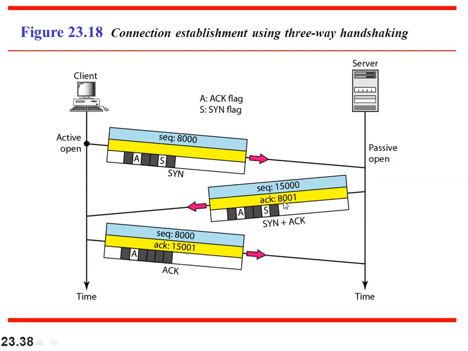Okay, now with this one, the server is also sending synchronization information. So here in this packet, the acknowledgement field is set, and the sync field is also set, because this is also a synchronization packet. Now this synchronization packet has the sequence number 15,000.